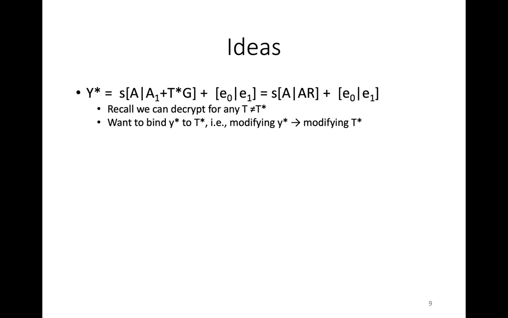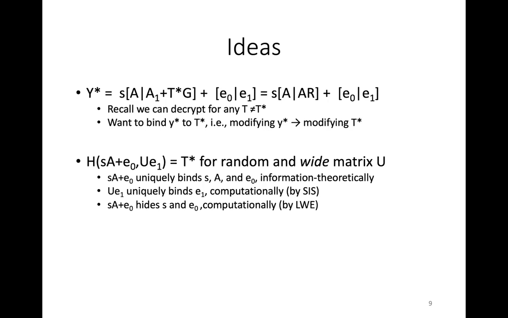So what we want is to bind Y star to T star, so that if the adversary modifies Y star, it will have to modify the tag T star. Once the tag T star gets modified, we can apply our trapdoor to answer the decryption query. So our idea is to hash several items that uniquely determine Y star to get T star.